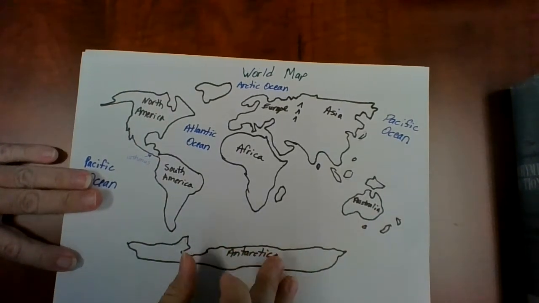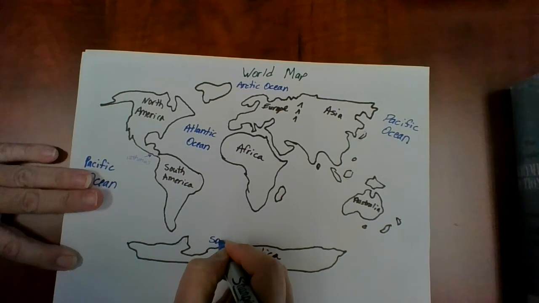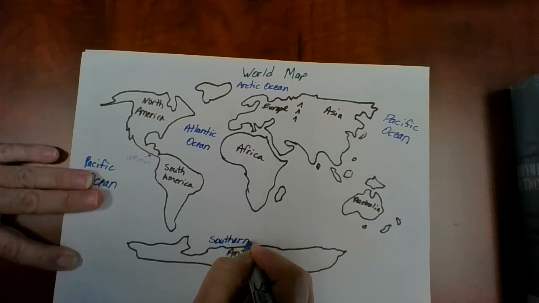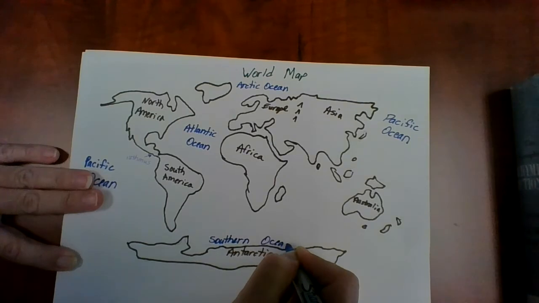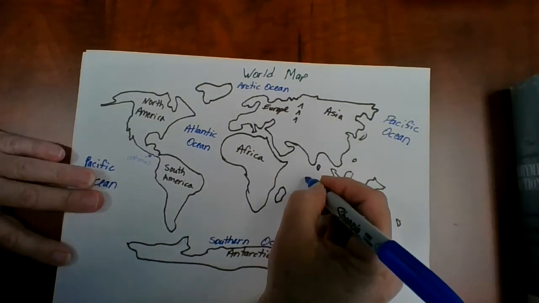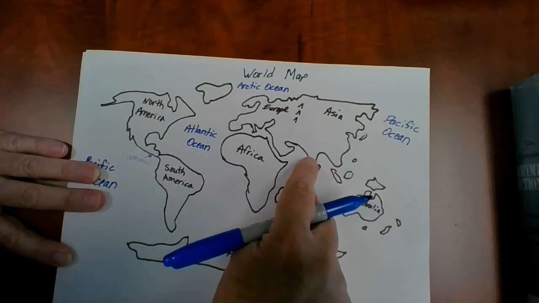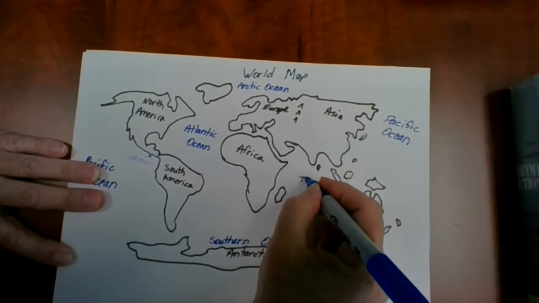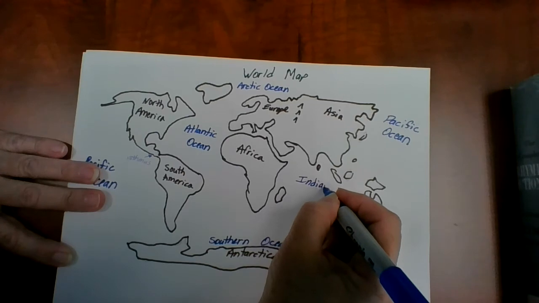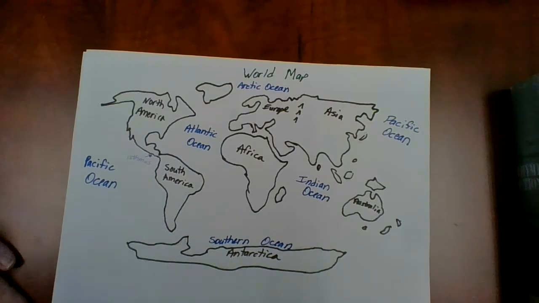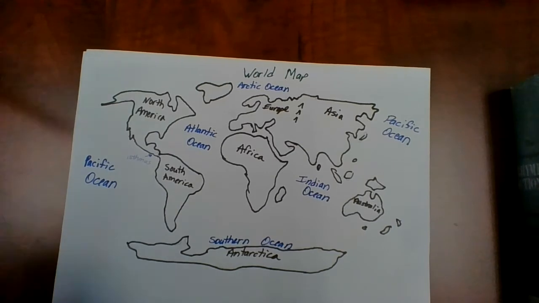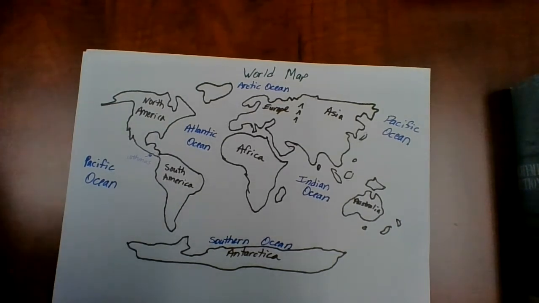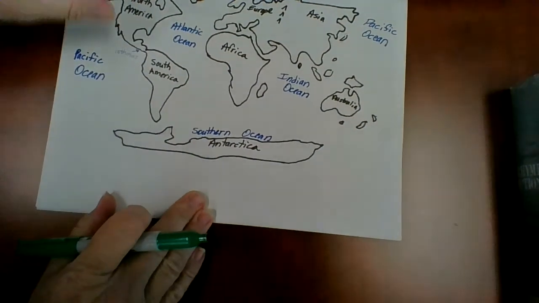Towards the southern end of the globe, we have the Southern Ocean down by Antarctica. And then by India, you're going to look for that India with the teardrop. This is the Indian Ocean. And you will learn about some of the seas and rivers that are important later. We have one more thing that every map will have, and that is a compass rose. So I'm going to draw a compass rose towards the bottom of the map.